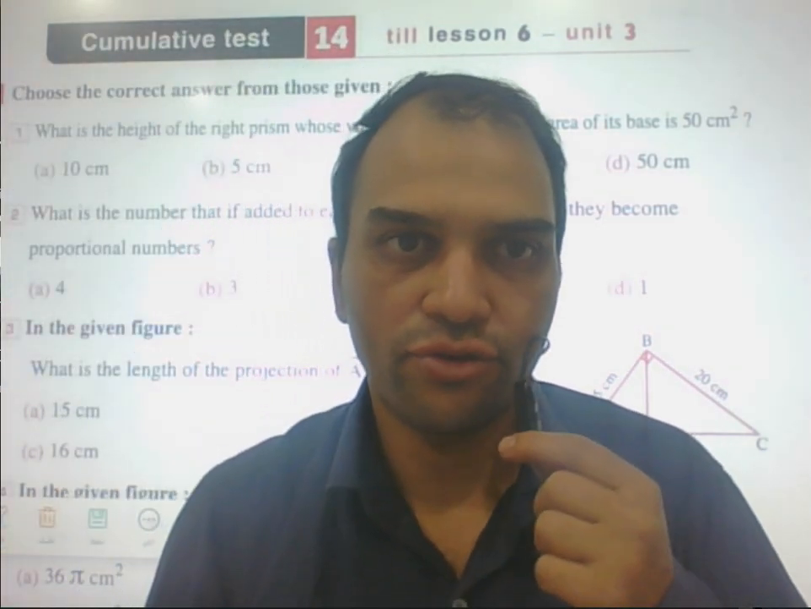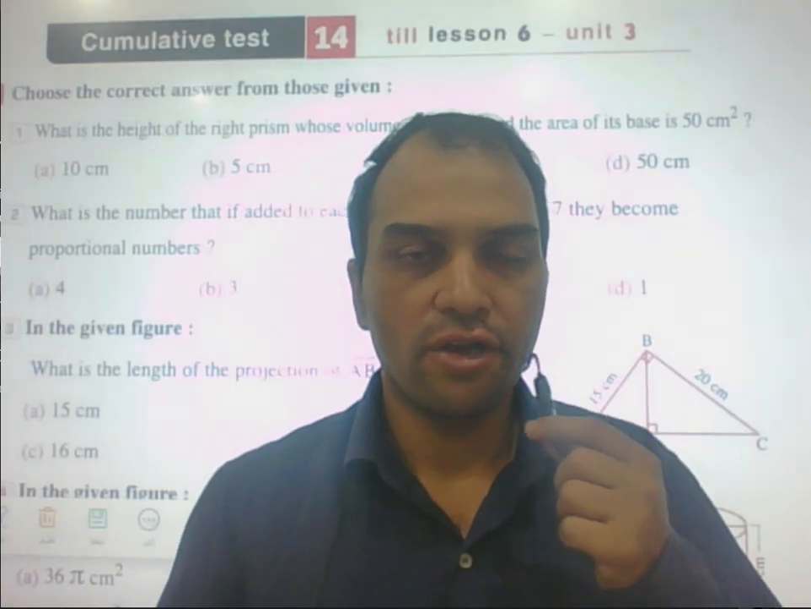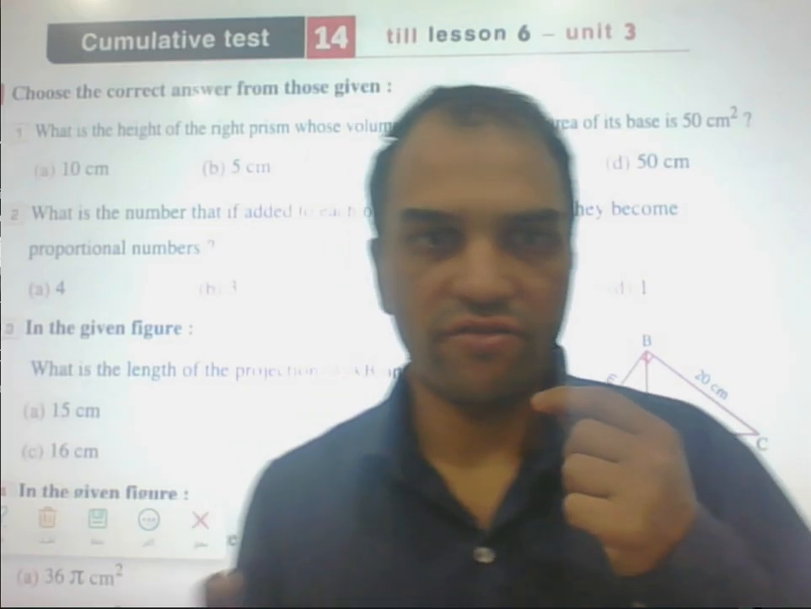Today we'll explain from Al-Moasser book, community test number 14 to lesson 6, unit 3 in geometry. We'll talk about the prism, right prism, and cylinder also. First question, he gave me the height.